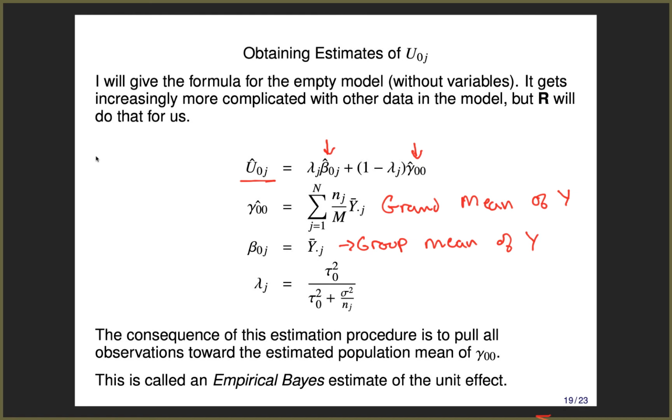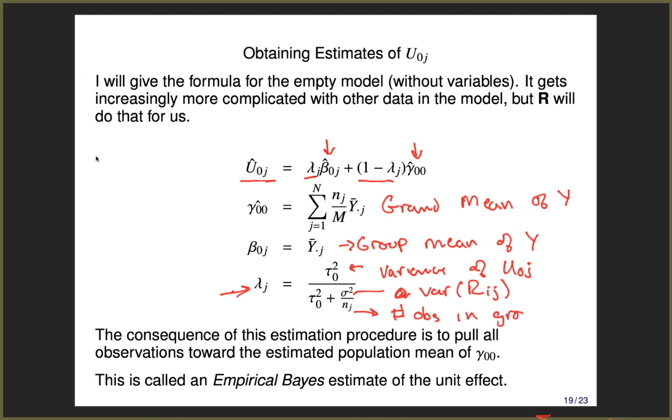The weight on each piece, right, lambda here and 1 minus lambda here. Lambda is again a function of a couple of different things, right? So this is the variance of U0J. This is the variance of Rij. And this is the number of observations in group J.